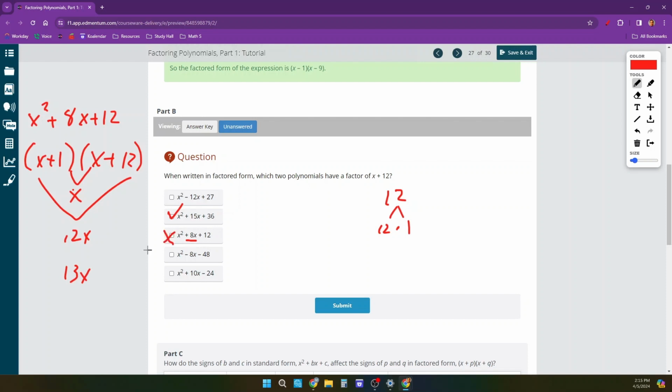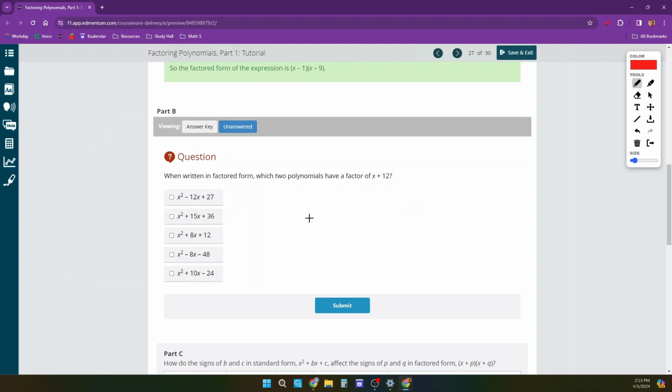So this quadratic is not going to have a factor of x plus 12. So it all needs to work. We need to have the potential of having a factor of 12, and it needs to actually work for the quadratic. So I'm going to leave the last two questions for you to figure out on your own. If you're having trouble with them, please go back and rewatch parts of the video.